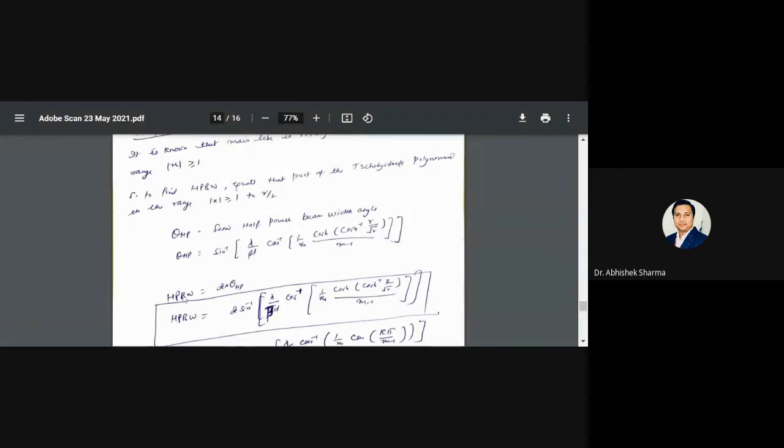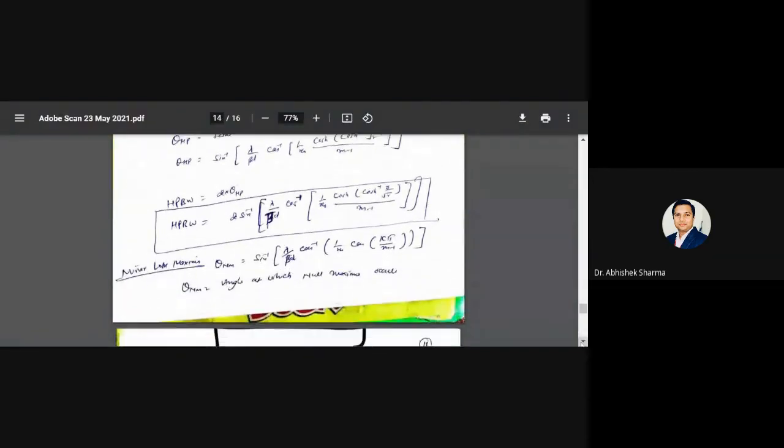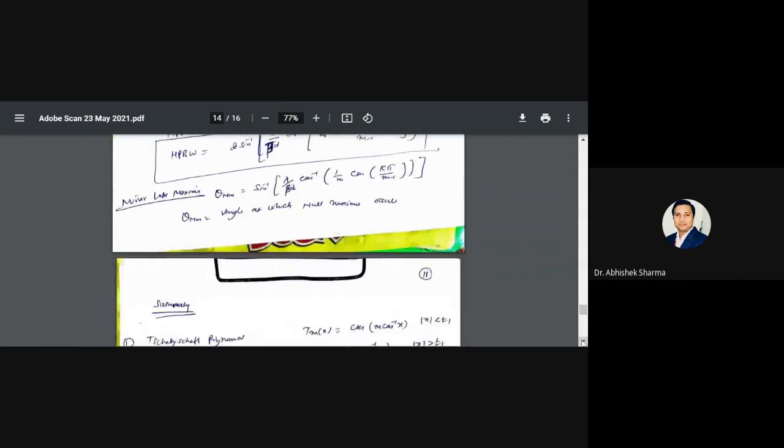So you have to remember these formulas. So minor lobe maxima, we can calculate it like this: sine inverse lambda by beta d cos inverse 1 by x naught cos of k pi by m minus 1, where this theta nm is angle at which null maxima occurs. So this is all about different formulas.